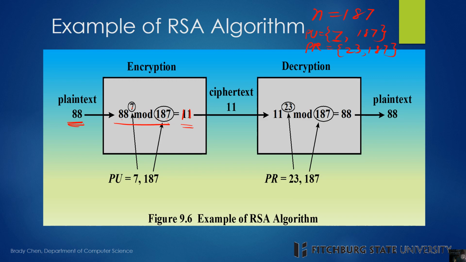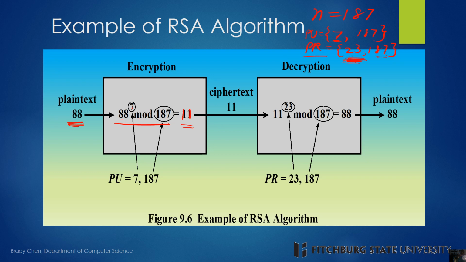Now, once the receiving side receives the ciphertext 11, how could it recover the plain text? The receiving side should have the other key. When the sender sends using the public key of the receiving side, that's 7. The receiving side has its own private key, which is 23. The second part, 187, is known by both parties, but 23 is the secret number.